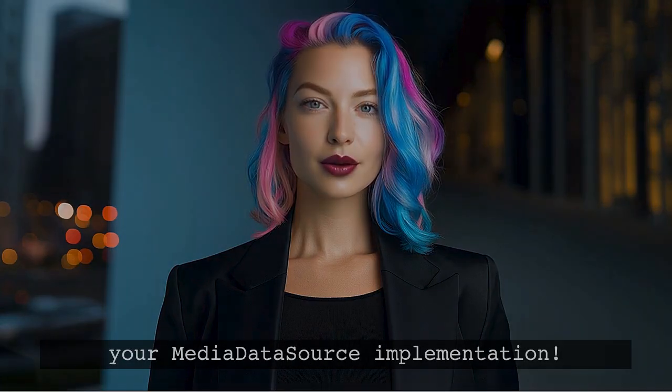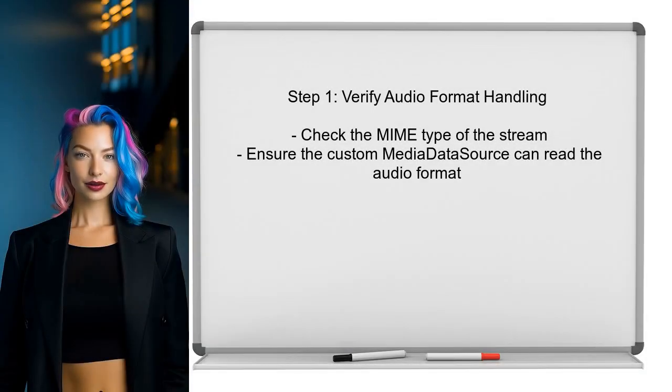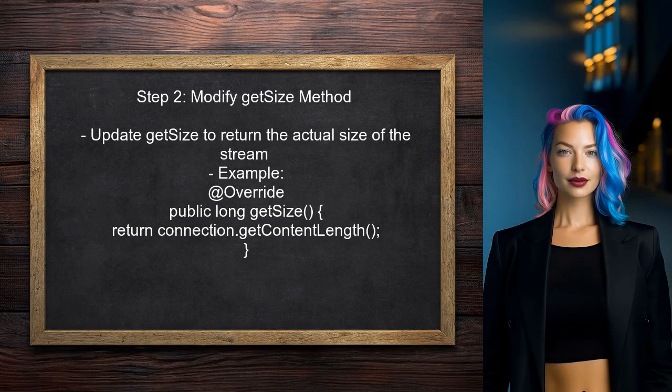data source implementation. To address the issue with the custom media data source, the user should first ensure that the custom implementation correctly handles the audio format. This means checking the MIME type and ensuring that the data source can read the audio stream properly. Next, the user should modify the getSize method in the URL media data source class. Currently, it returns 0, which may cause issues with certain audio streams.